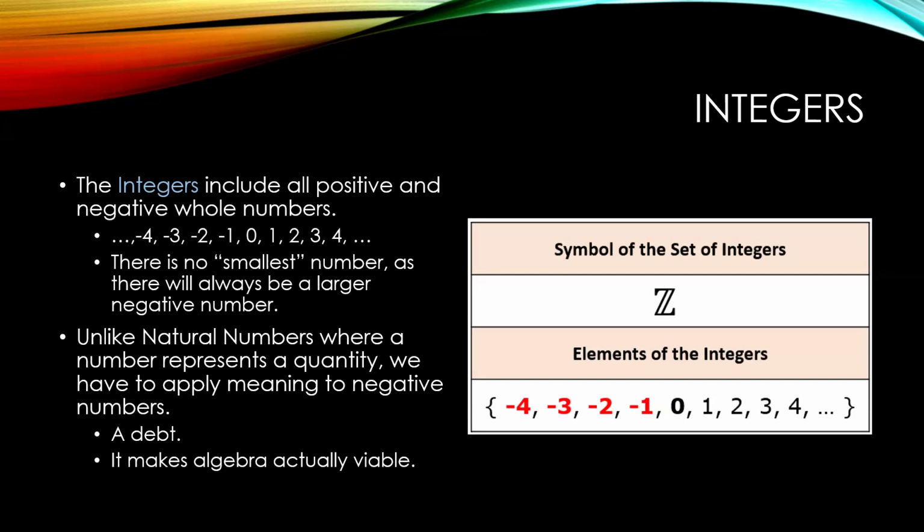The application that we usually do is a debt. A negative number of burritos would mean I owe you some burritos. The nice thing about negative numbers is that it makes it so that we can actually do algebra. Without negative numbers, we would have a very hard time doing algebra.